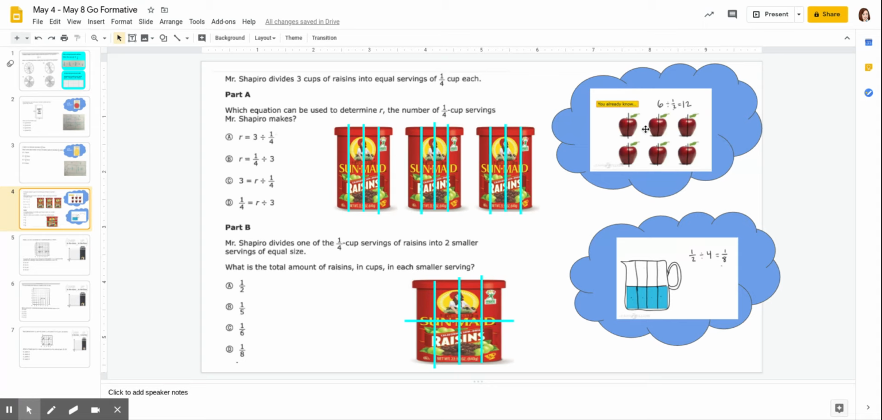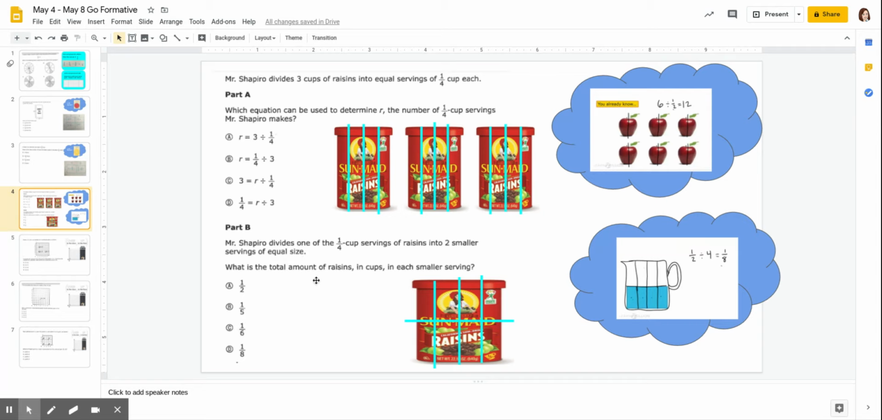Here we started with 6 apples and divided them into equal servings of 1/2. And here is the equation to show that 6 divided by 1/2 equals 12. For your problem, remember you're starting with 3 cups and you're dividing them into equal servings of 1/4 cup each. So just think about what your equation would look like to match that.